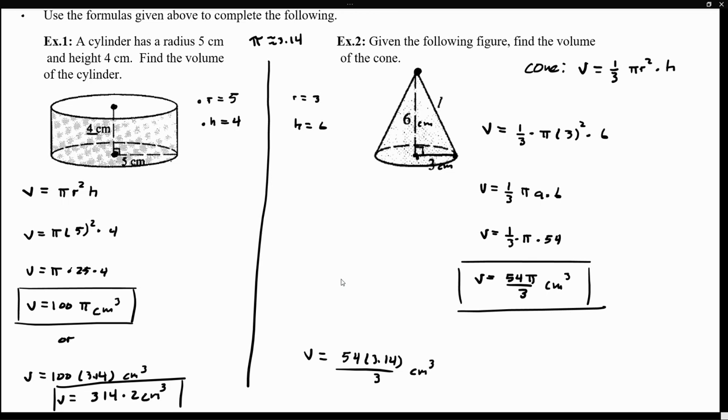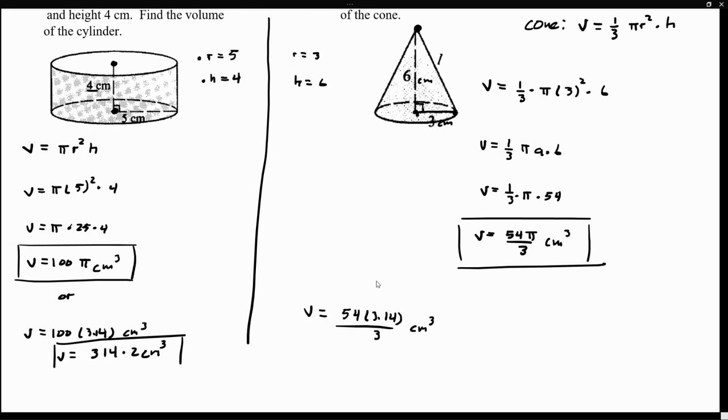And if we do this on our graphing calculator, we're going to get an approximation. And this approximation is going to be about 56.52 centimeters cubed. So regardless, if we represent it as an exact representation of the volume or an approximation, it's fine.